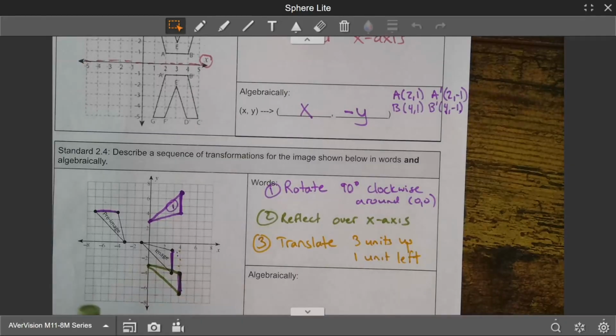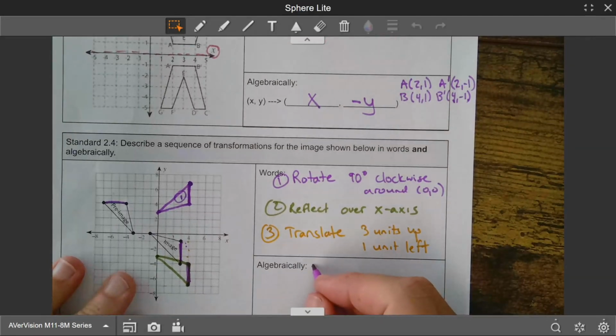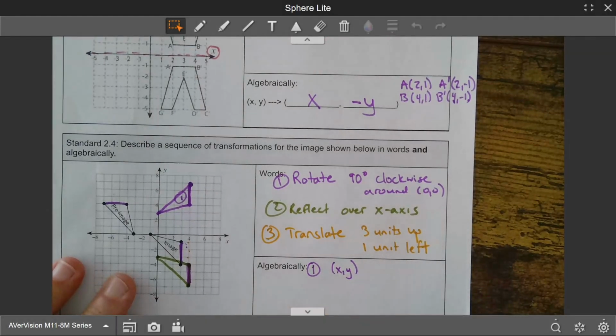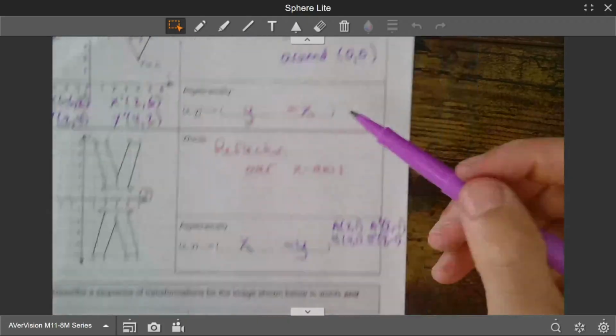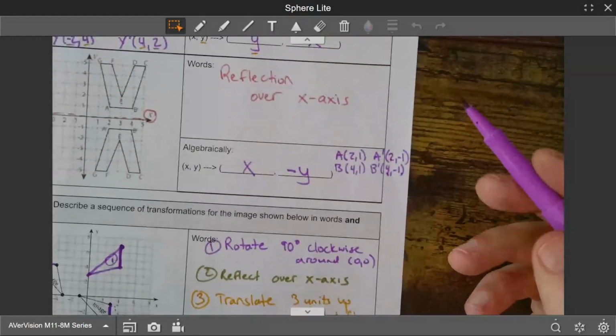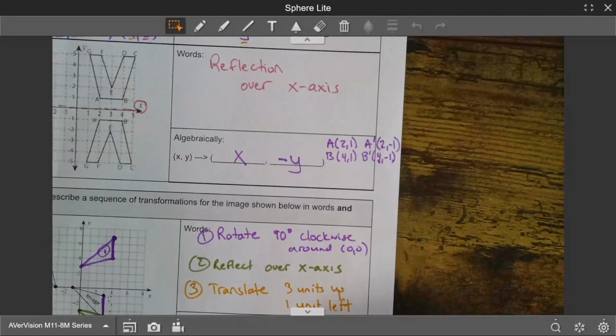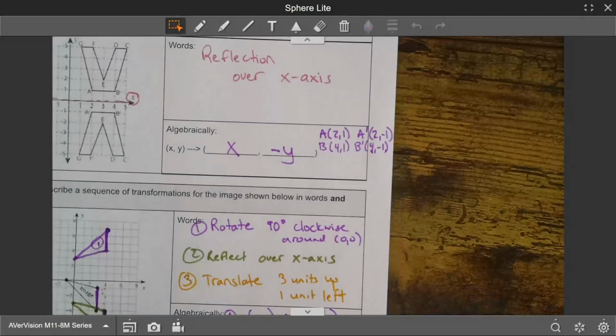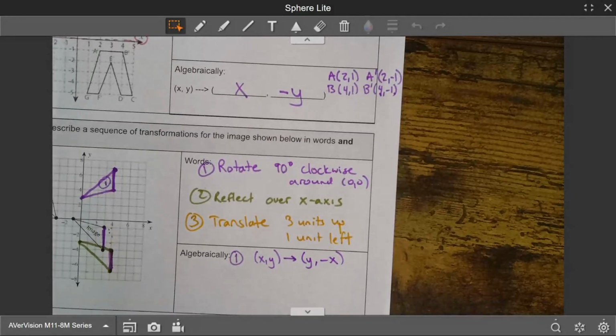How do we write this algebraically? They're not different. They all need to be combined. So our first step, x comma y, 90 degree clockwise. We saw that up above. We saw that in this question right here. So you could always check the points, but for just right now, we're just going to make it y comma negative x. That's always the rule for a 90 degree clockwise rotation.